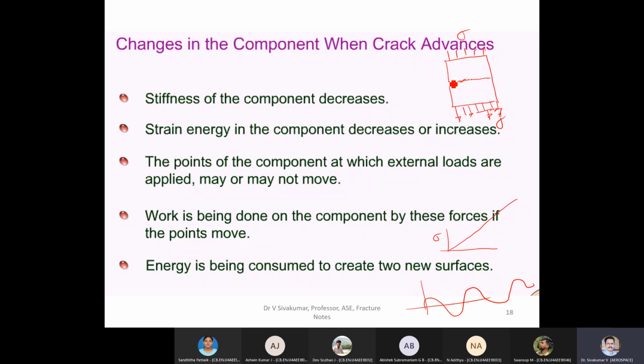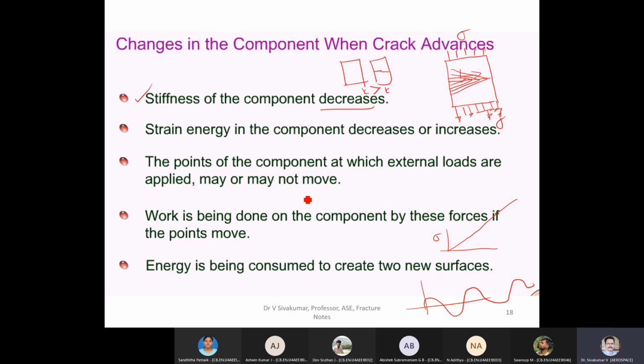That is the thing. The crack will come here, here, and here. As the crack is advancing, what will happen to the structure? The stiffness of the structure or the component will decrease, isn't it? Suppose I have a structure without any crack, and a structure with a crack. Definitely the stiffness will be reduced. Further, if I increase my crack, the stiffness will reduce again and again. This is stiffness reduction.